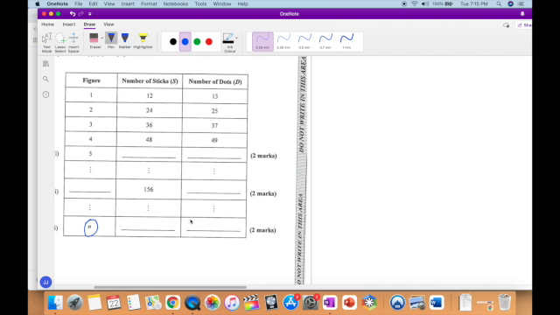So for the nth term, we have two different sequences that we have to handle. Let's look at the first sequence, the number of sticks, right? The sequence itself goes 12, 24, 36, 48. It looks very familiar, doesn't it? Dot, dot, dot. This is the first term, this is the second term, this is your third term, this is the fourth term, dot, dot, dot, and this will be the nth term here.